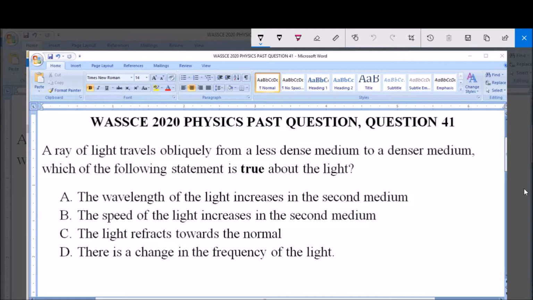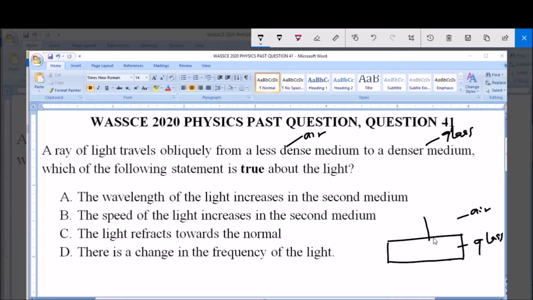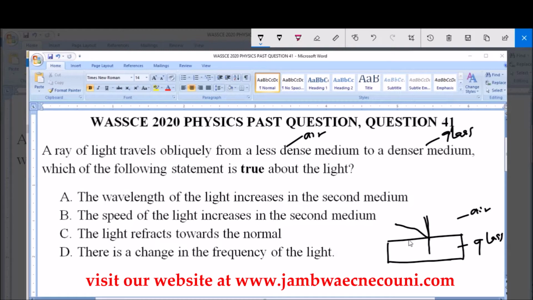Now, when a ray of light travels from a less dense medium, let's assume the less dense medium is air, and the denser medium is glass. So we'll have something like this. Let's assume this is our rectangular glass block. Now this is air, and this is glass, the denser medium. Now let's assume we have a normal ray. Let's call this a normal ray, and a ray of light passes obliquely from the less dense medium, which is the air, to the denser medium, which is the glass.